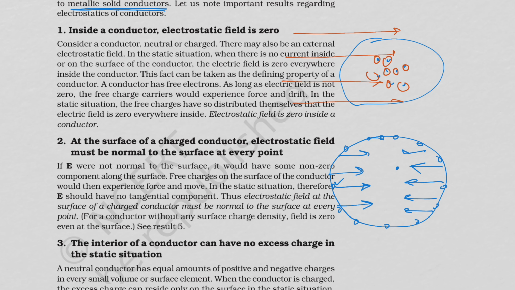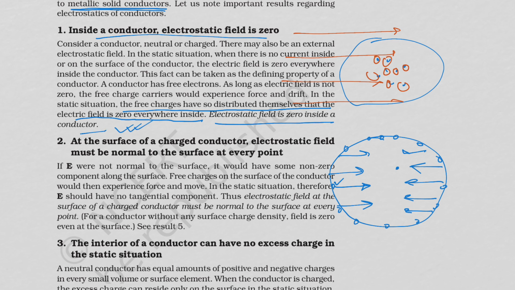This is what the first result is all about. It says that whether there is an external field or no external field, in the static situation, when the charges are not moving, the free charges will distribute themselves so that the electric field is 0 everywhere inside. This is the electrostatic field being 0 inside a conductor.